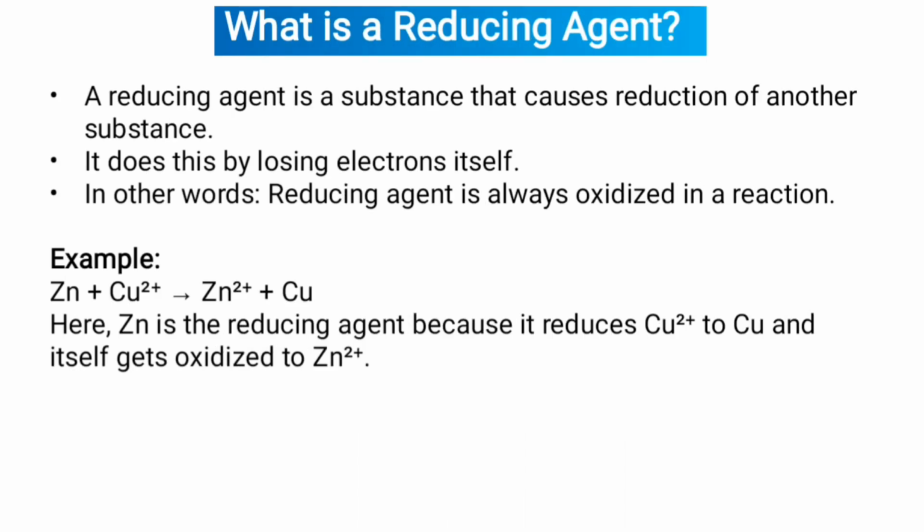Now, what is a reducing agent? My dear student, a reducing agent is a substance that causes reduction of another substance. It does this by losing electrons itself. In other words, a reducing agent is always oxidized in a reaction. Example: zinc plus copper ion gives zinc ion plus copper. Here, zinc is the reducing agent because it reduces copper ions to copper and itself gets oxidized to zinc ion.